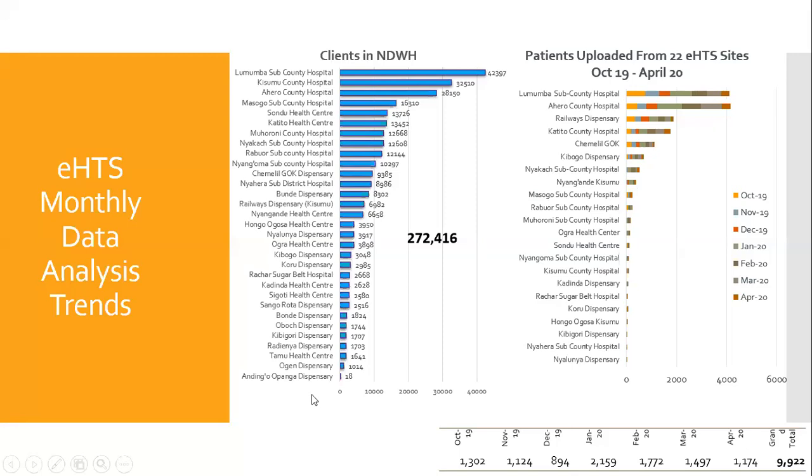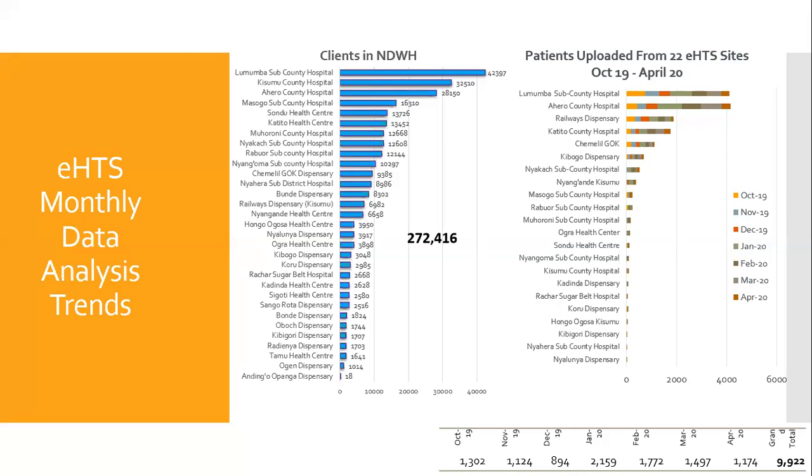So from this data, from October 2019 to April 2020, we uploaded a total of 9,922 records to the National Data Warehouse. And again, this is also distributed per site, and site size is dependent on the volume. Looking at the upload trends, we have our highest record upload done in January, and our lowest done in December and April. The uploads of data are based on the number of tests done per facility, and the number of tests done is also dependent on the workload. So the higher the workload, the higher the number of tests and the number of records being uploaded to the National Data Warehouse.